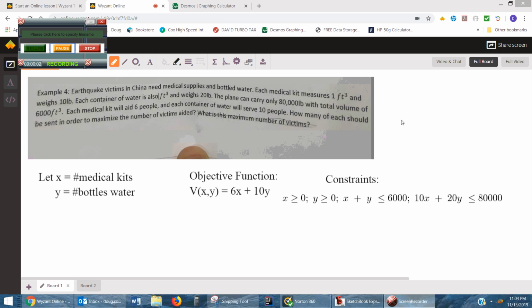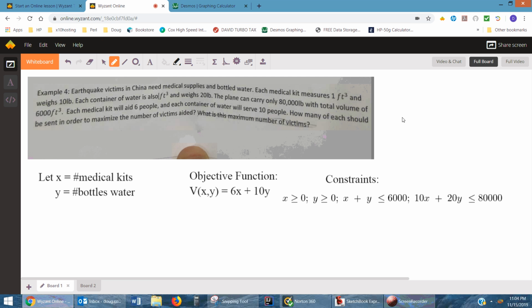Okay, let's take a look at this problem. Linear programming problem. We've got medical kits that are 1 cubic foot and weigh 10 pounds, and we've got bottles or containers of water that are also 1 cubic foot and weigh 20 pounds. And we've got a plane that will only carry 80,000 pounds in total and will only carry 6,000 cubic feet.